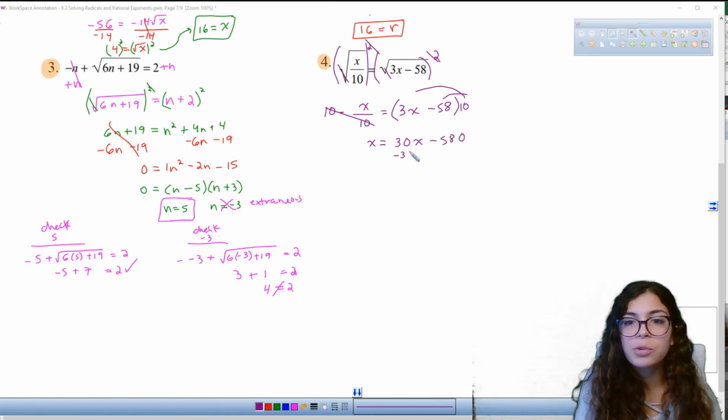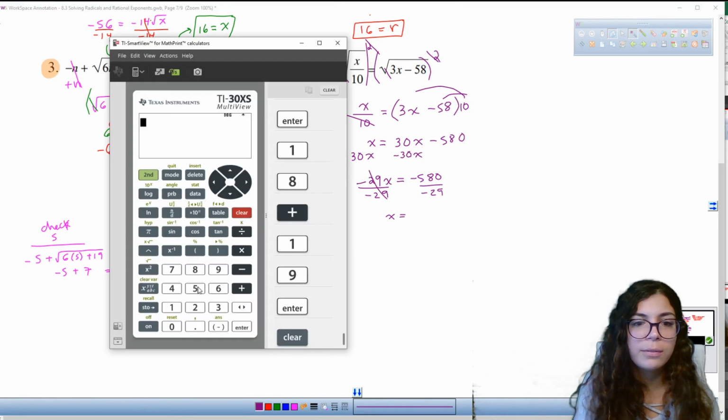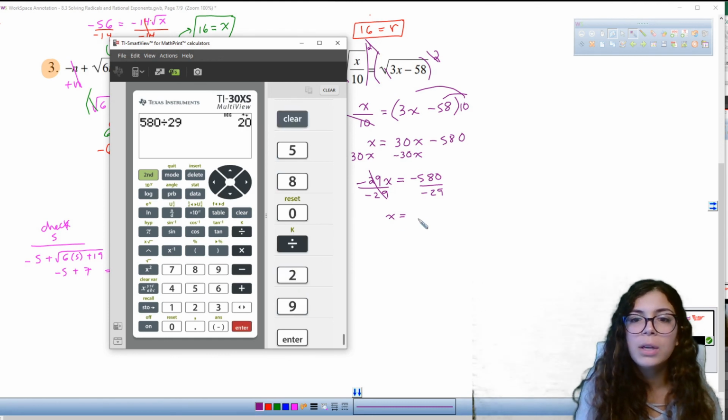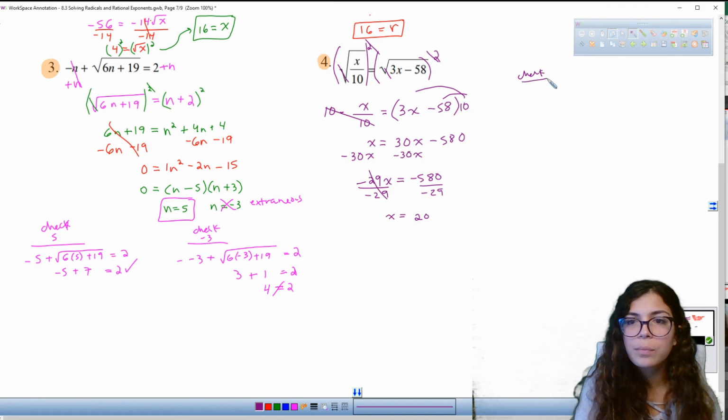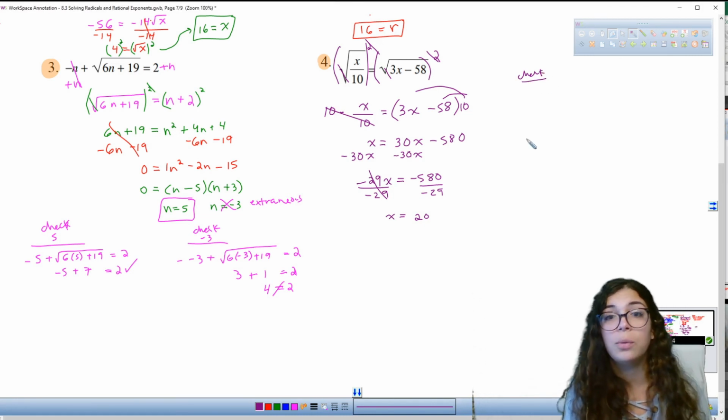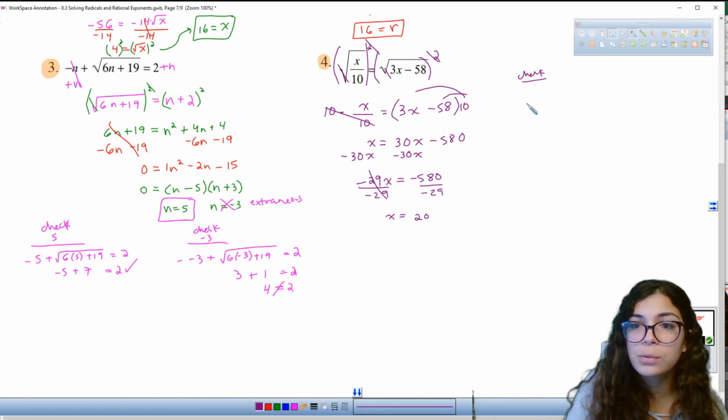Okay, let's go ahead and subtract 30x on both sides. So we have negative 29x equals negative 580. And then we can divide negative 29 on both sides. So we get x equals whatever 580 divided by 29 is. Negative divided by negative will automatically give me a positive, which is 20. All right, let's check it. Remember, there could be no solution, so you always have to check your solutions, okay?